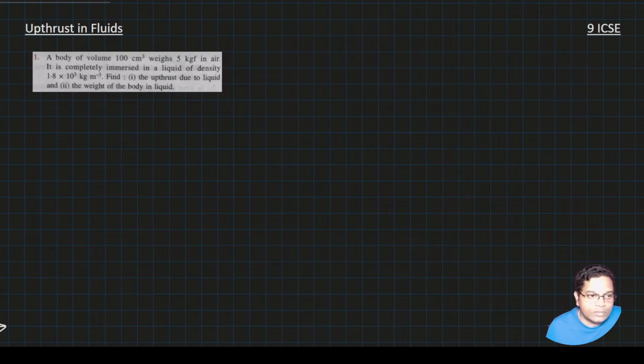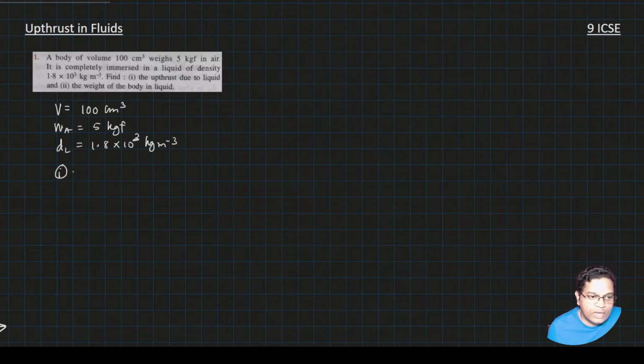This is the first question. The following information is given. Volume of the body is 100 centimeter cube and weight in air is equal to 5 kilogram force. It is completely immersed in a liquid of density 1.8 into 10 to the power 3 kg per meter cube. So the first thing that we need to find is the upthrust, and the second is the weight of the body inside the liquid.